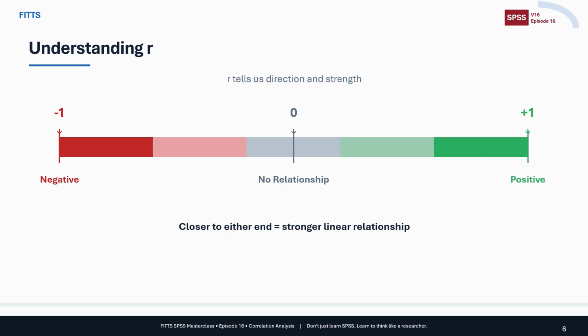First, the direction of the relationship. Second, the strength of the relationship. Values close to +1 indicate a strong positive relationship, and values close to -1 indicate a strong negative relationship. Values close to 0 indicate little or no linear relationship.